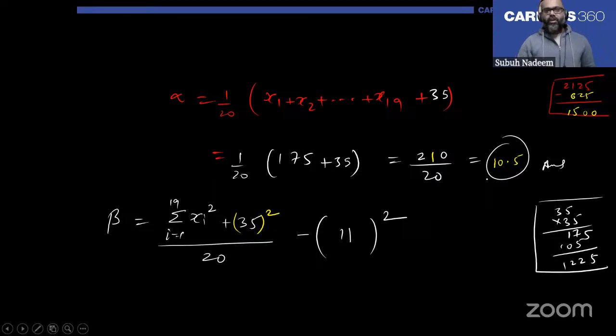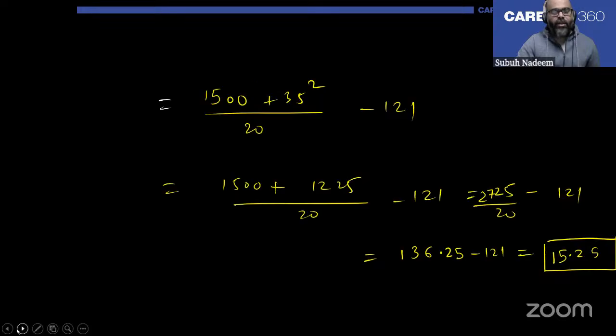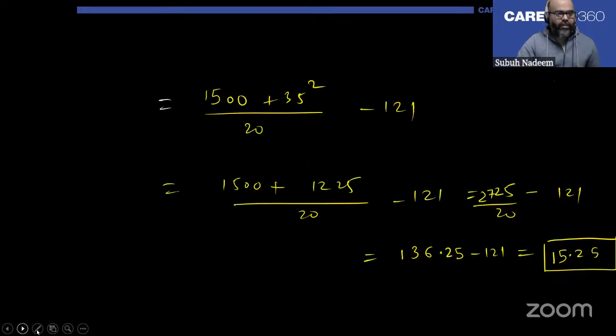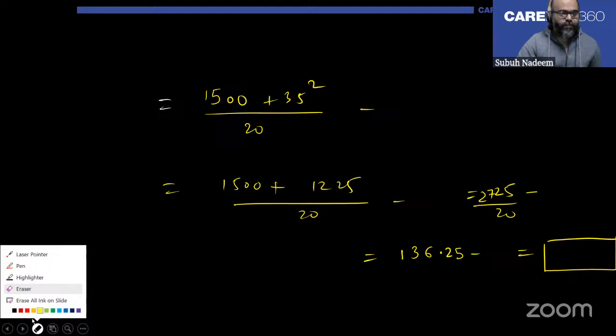So it will be 10.5 square. This will not be 11. This will be 10.5 square. So we need to be careful while doing this calculation in statistics. This is fine in the first term. So we replace 10.5 square, and then we will get the answer, I hope.